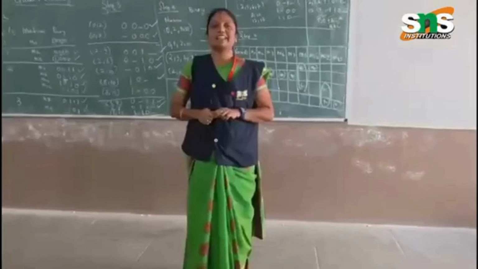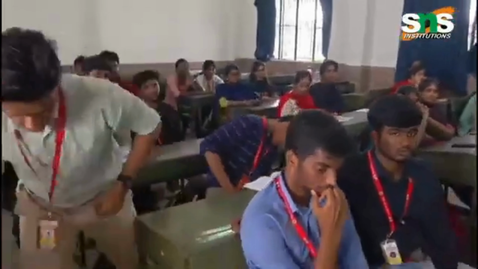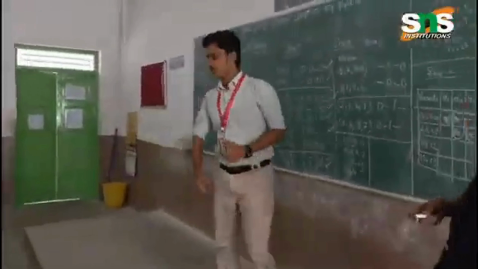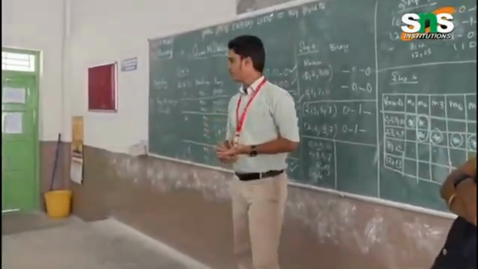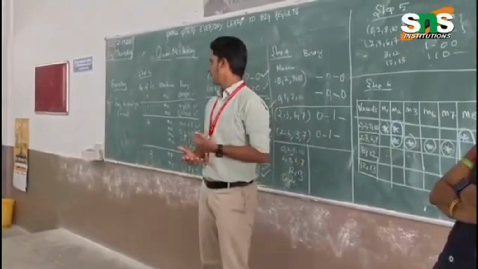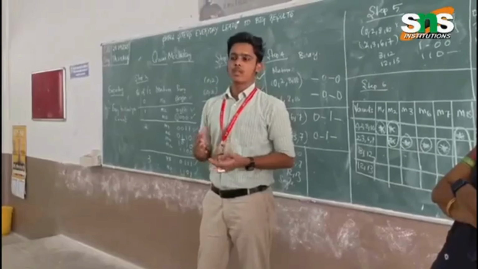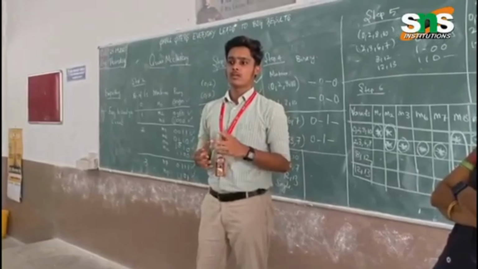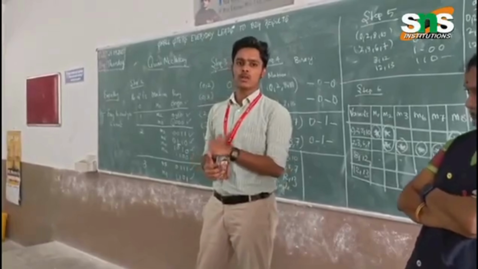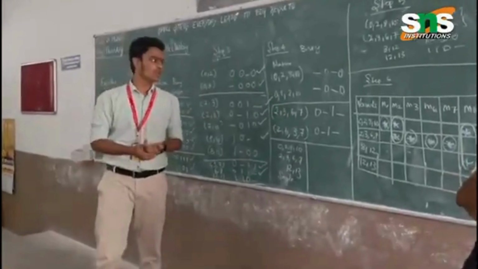Can anyone summarize today's topic? Yes, ma'am. This method is called the Quine McCluskey method or tabulation method. It is used to easily analyze Boolean expressions, and compared to the Karnaugh map, it is easier to analyze when the number of variables increases.